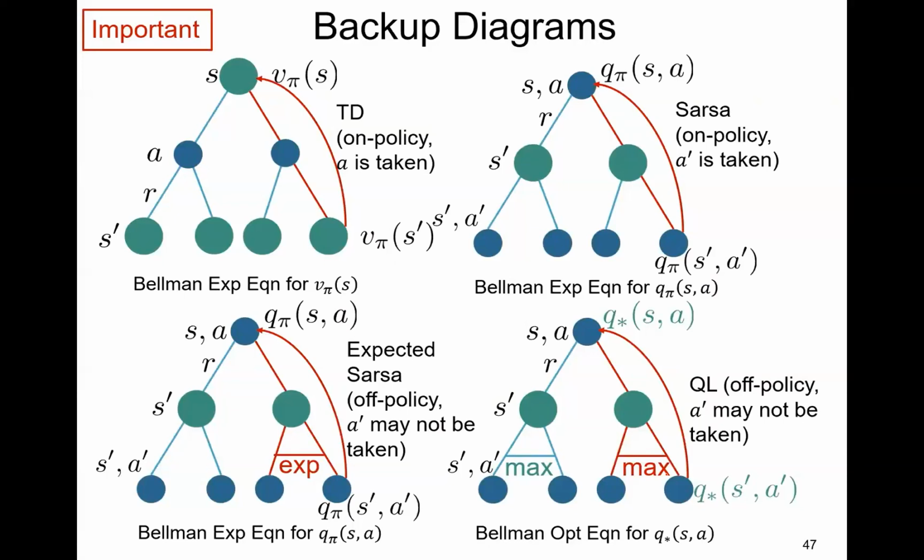For expected Sarsa, the backup is based on expectation. So it's a blend of all the possible S prime A primes based on a probability distribution. So obviously it's also off policy because the backup value may not correspond to any action A prime. It's just the average expectation over all possible A primes.